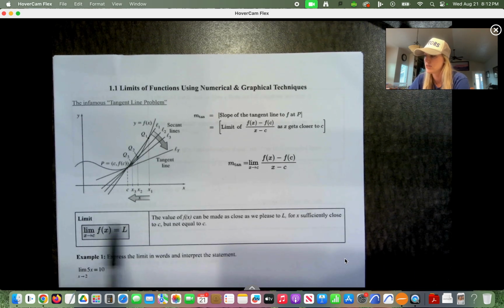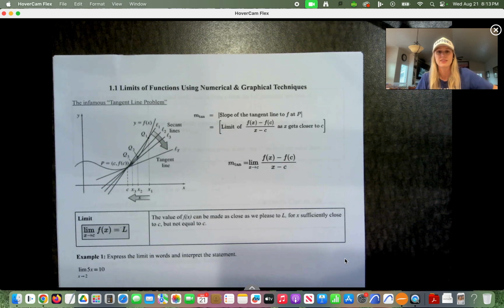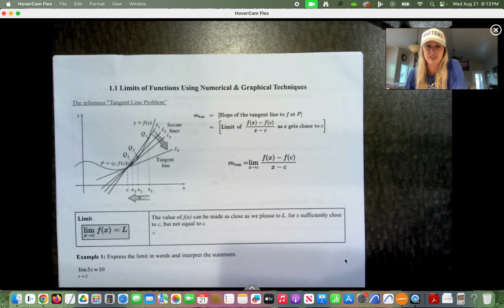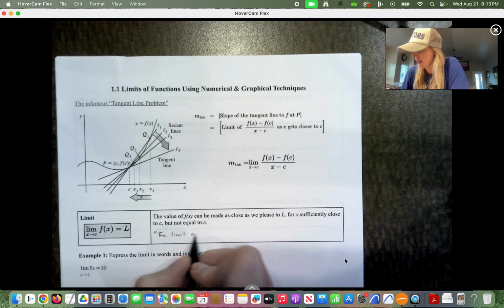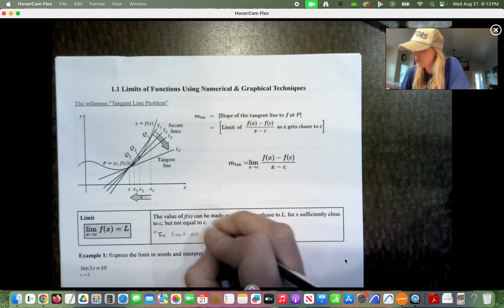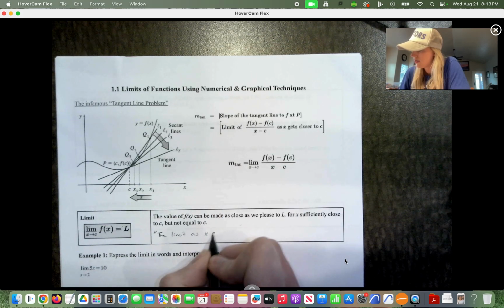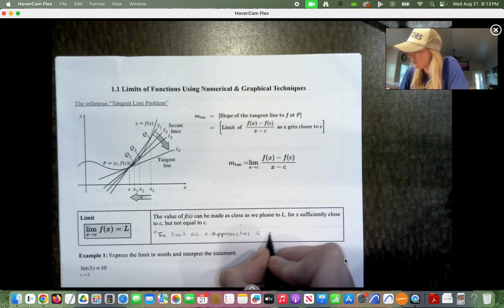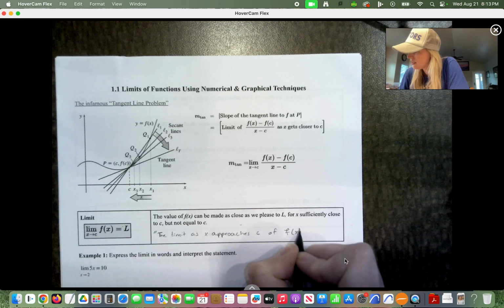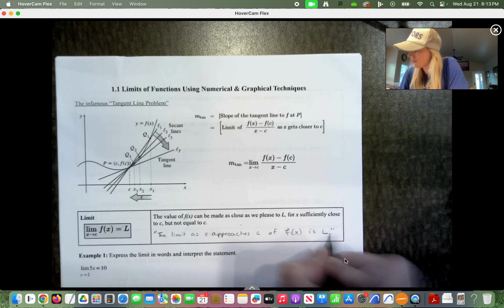Okay, so here's the notation. You are going to see this a ton in this first chapter. I read this as: the limit as x approaches c of f of x equals L. I'm going to write that down here, how you would say that in words. So the limit as x approaches, that's what that arrow means, c of f of x is L. So that's how you say that in words.